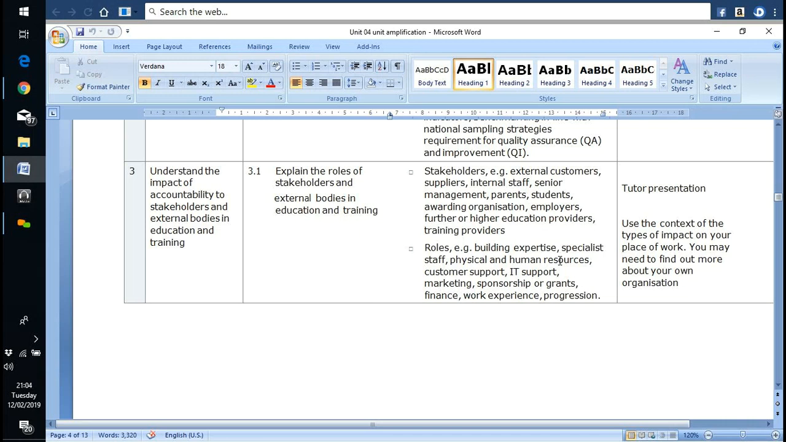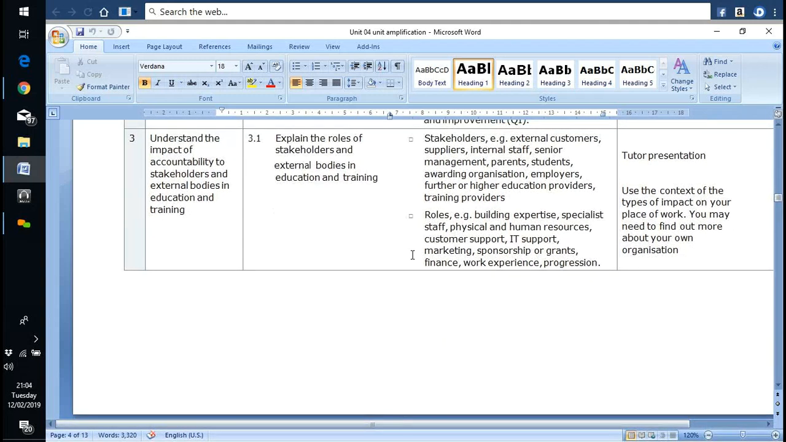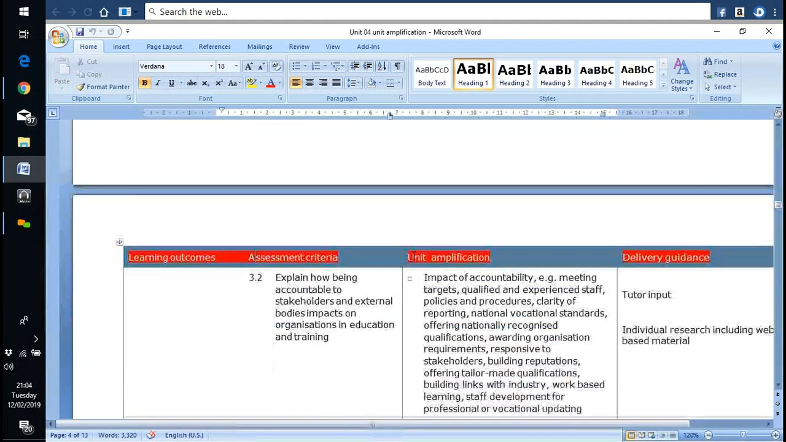So it's looking at building expertise, specialist staff. What sort of resources you've got, customer support, IT support, how the organisations that you work for market their wares, what they're actually trying to deliver, and how if people are involved in work experience and progression that way as well. So again, it covers a whole range of things to give you some ideas for your particular situation. That one sounds quite straightforward. Yeah.